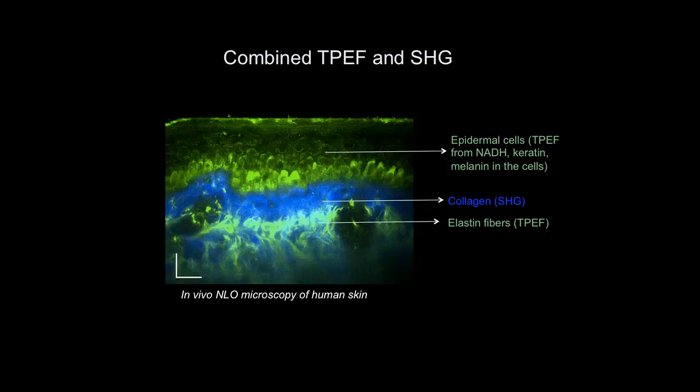It's actually a vertical section through the skin that shows the top layer, the epidermis, and then this is the dermis. In the epidermis, we get fluorescence from cells through the NADH, through the keratin in the cells that's also fluorescent, and through the melanin. And then we image the collagen with second harmonic generation. It's blue in this image, and then the fluorescence from the elastin fibers in the dermis.